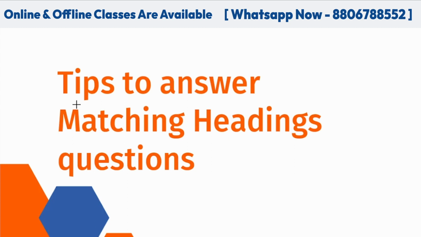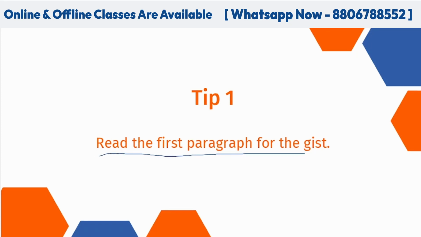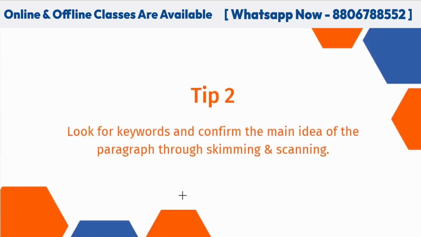Now, let us go on to some of the tips to answer matching headings questions, which will help you to get the efficient answers. The first tip is read the first paragraph for the gist. So you need to read the paragraph first for the gist. The second tip is look for keywords and confirm the main idea of the paragraph through skimming and scanning. So this is important. You need to skim and scan through the paragraph quickly for the keywords.